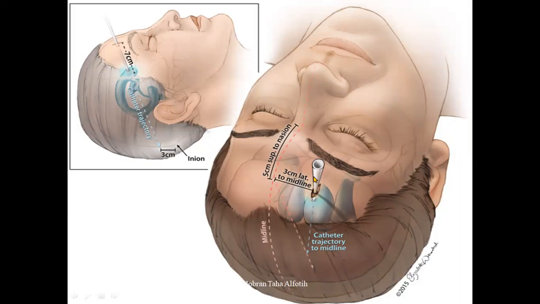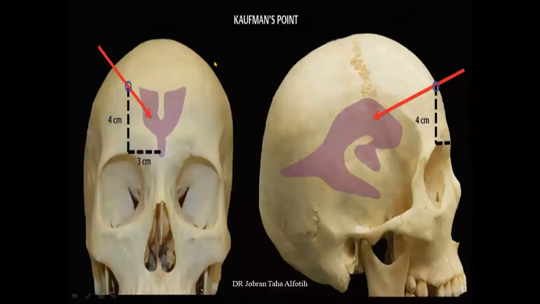So our trajectory will be towards the midline, and inferiorly will be 3 centimeters above the inion. The depth will be 7 centimeters, all according to the ventricle size. Here is Keen's point, as we see in this picture. It's 3 centimeters from the midline, 4 to 5 centimeters above the nasion.